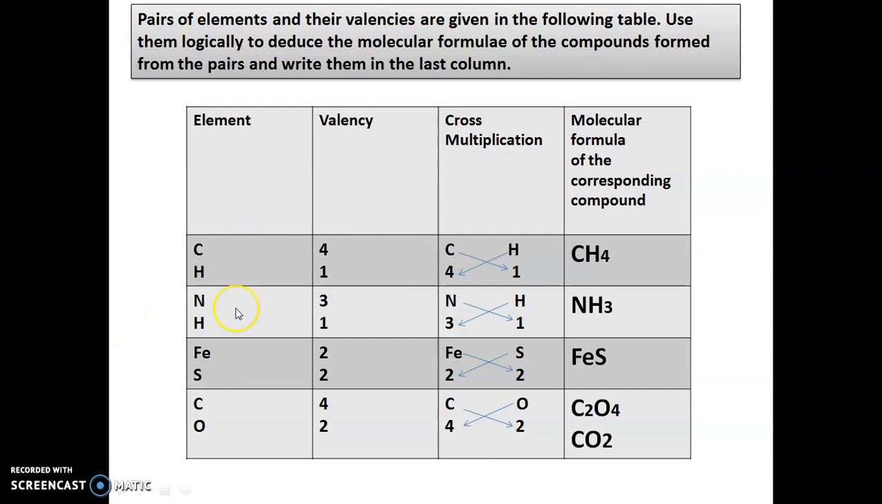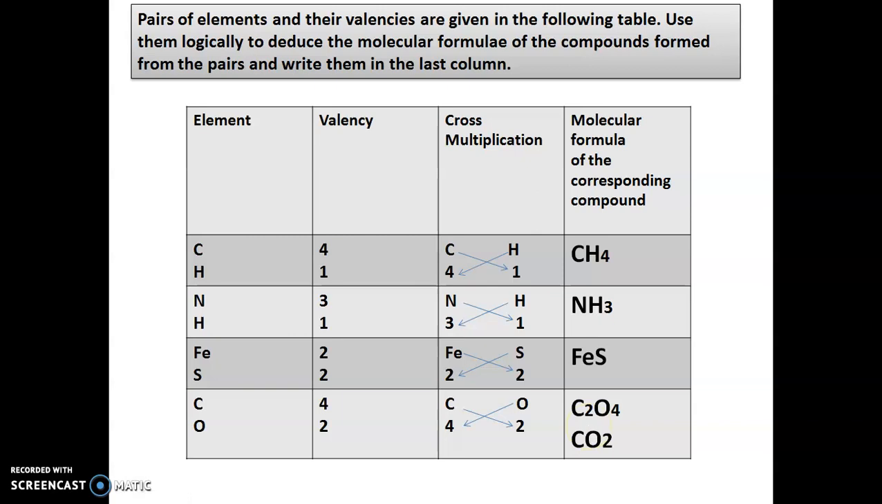So in this table, in the same way various elements and their valencies are given to us, and by the method of cross multiplication, very simple it is, you have to write the molecular formula. So here C multiplied by 1, H multiplied by 4, CH4. N multiplied by 1, H multiplied by 3, NH3. F multiplied by 2, S multiplied by 2, F2S2. Now 2, 2 is the same, so it will cancel and we will get FS. Here C multiplied by 2, O multiplied by 4, C2O4, so we are going to get CO2.